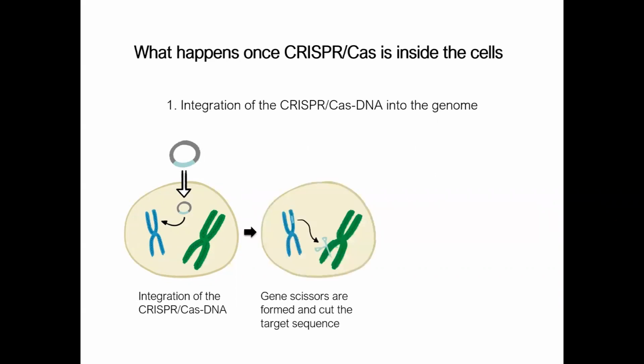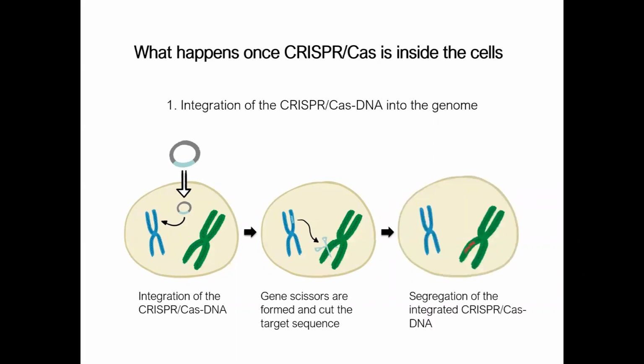The gene scissors are formed and cut the target sequence, here on the green chromosome. In the last step, the integrated CRISPR-Cas DNA is segregated through subsequent plant breeding so that only the alterations at the target sequence remain in the genome. However, it is also possible that unintended changes in the genome occur. I will explain more about unintended alterations in another video, about the risks of CRISPR-Cas.